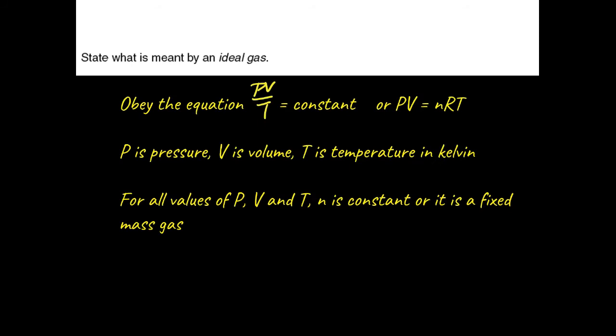State what is meant by an ideal gas. 3-mark question. First, we already know the gas equation, PV over T equals constant, or PV equals nRT. P is pressure, V is volume, T is temperature in Kelvin. And finally, for all values of P, V, and T, n is constant, or it's a fixed mass gas.